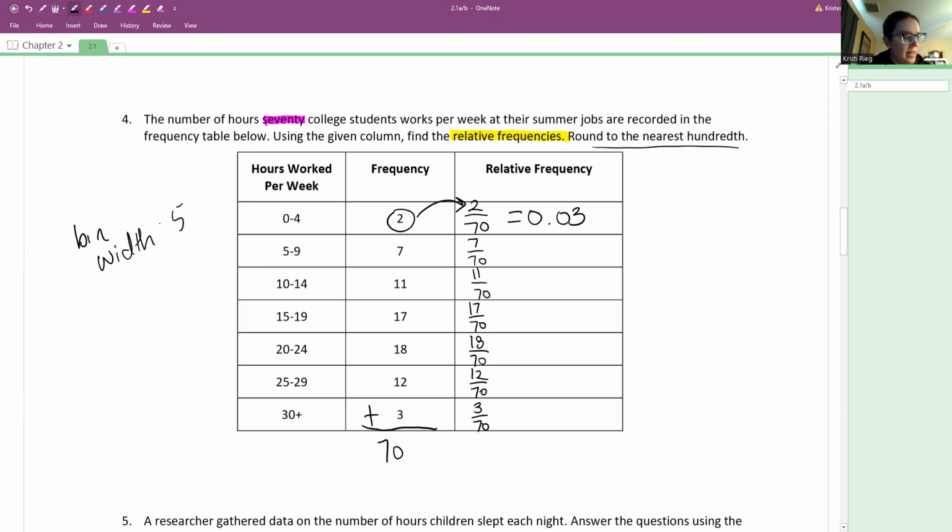7 out of 70, you can type that into your calculator as well. I'm going to type mine. I don't need to show you this one though, because this one turns out pretty easy because there's no rounding needed. It just gives you 0.1.